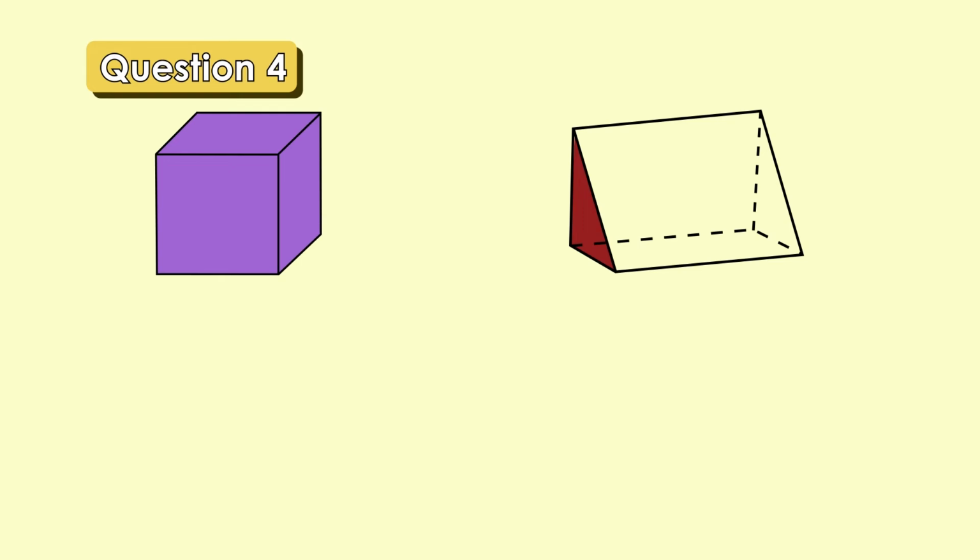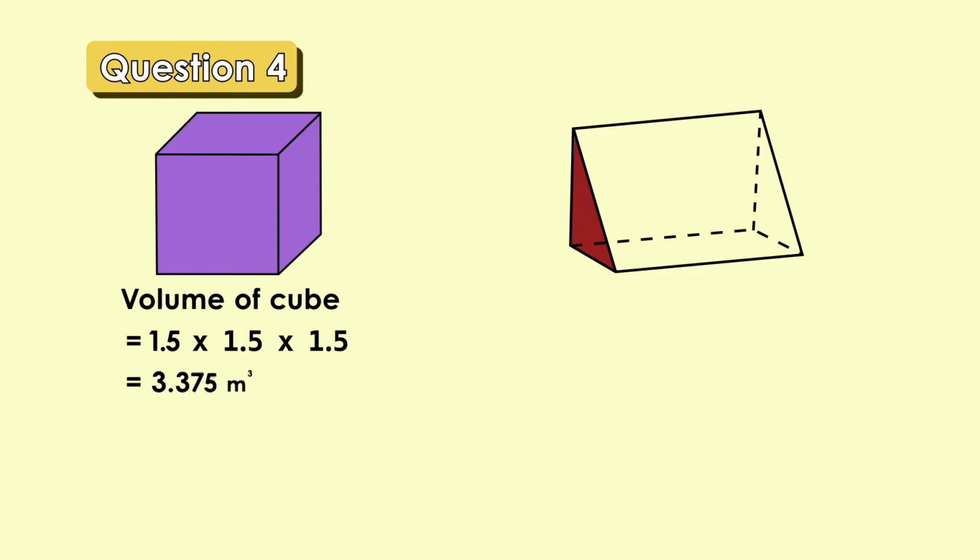Let's start with the base of the playhouse. We can see that the base of the playhouse is in the shape of a cube. The volume of the base is length times width times height, which is 1.5 times 1.5 times 1.5. Therefore, the volume of the cube is 3.375 cubic meters.